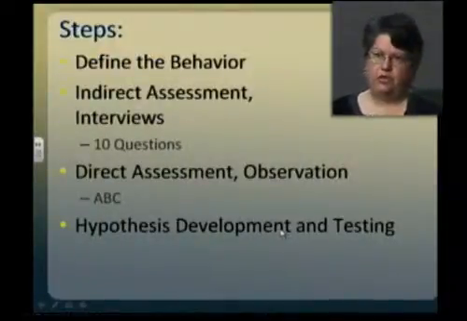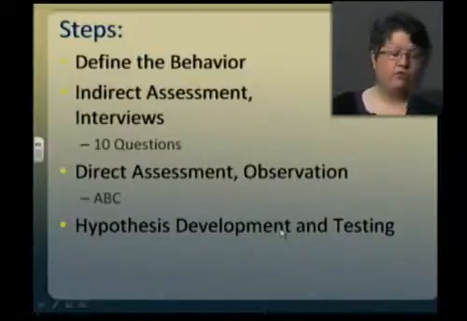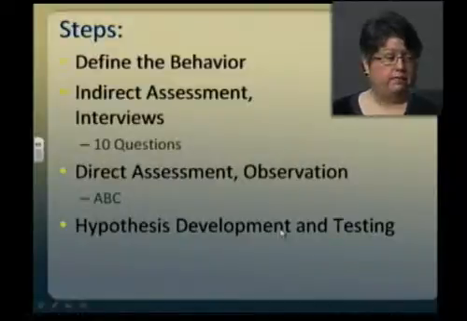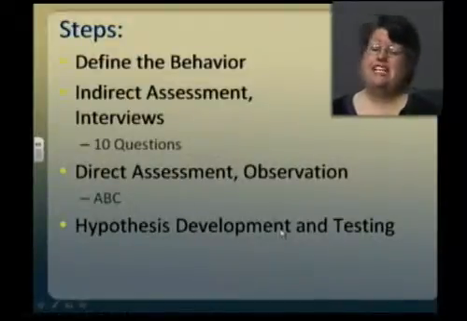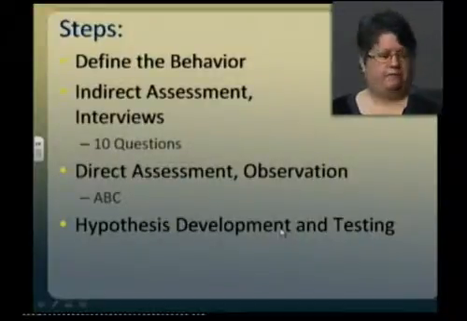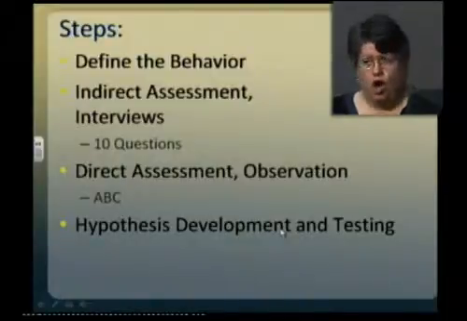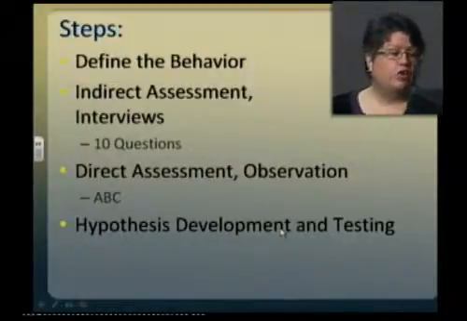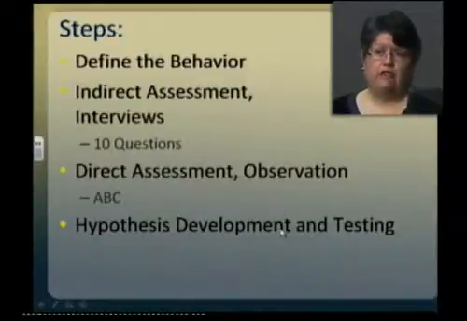The steps for completing a functional behavior assessment are before you on the screen right now. They include defining the behavior, indirect assessment, which is interviewing the team members and the stakeholders who have the most knowledge about the problem behavior. You always include a direct assessment. Direct assessment is an observation in the environment where the behavior occurs. You cannot complete a functional behavior assessment without directly observing the behaviors.